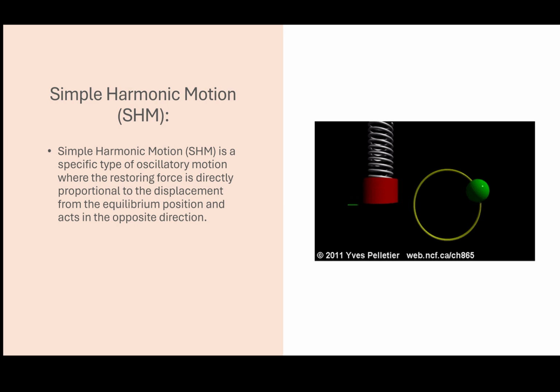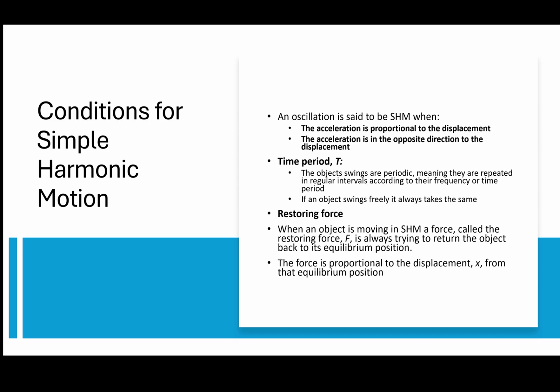Okay. All right, so we understand the concept of the motion. Now, for simple harmonic motion to occur, there are different factors. Firstly, we need to have a specific type of oscillation, so we need to define what oscillations mean for simple harmonics, and then speak about the time period and the restoring force. Firstly, an oscillation is said to be simple harmonic motion when the acceleration is proportional to the displacement. That's one condition there. So the acceleration is proportional to the displacement.